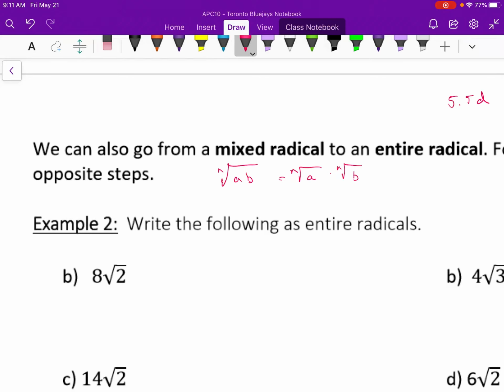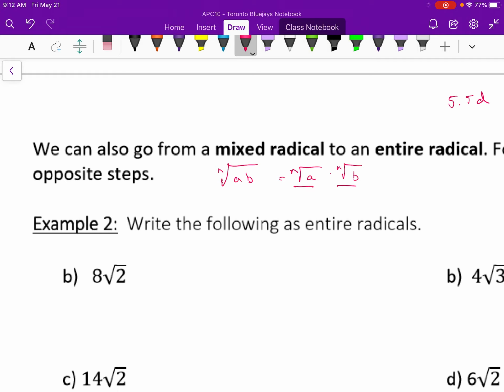So now we can also change from mixed radicals to entire radicals. Now it's just working our way backwards. So often working our way backwards yields some complete thoughts that help us out. Now we know that the nth root of a times b, we can split it up into the nth root of a times the nth root of b.